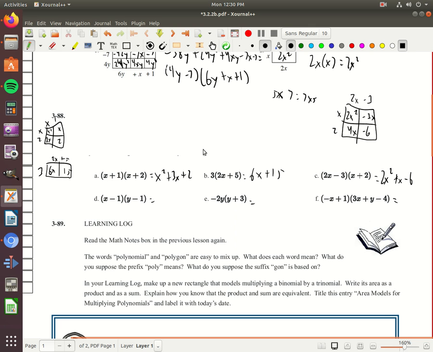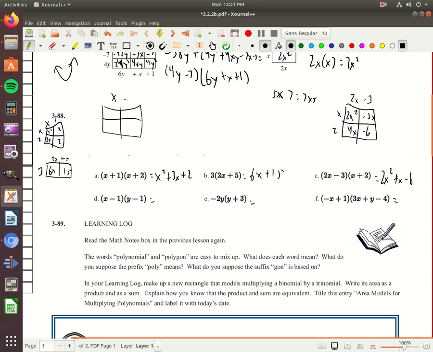By the way, don't forget these are all parabolas, right? If I were to graph these in Desmos, this would give me the same parabola as this. If I put y equals x plus 1 times x plus 2, it would equal y equals x squared plus 3x plus 2.